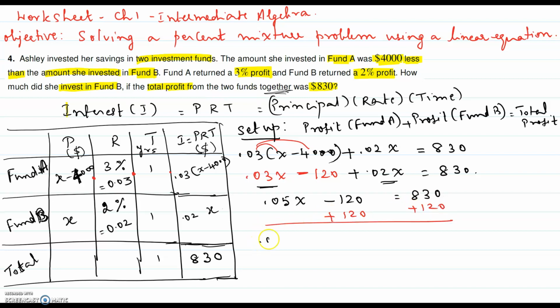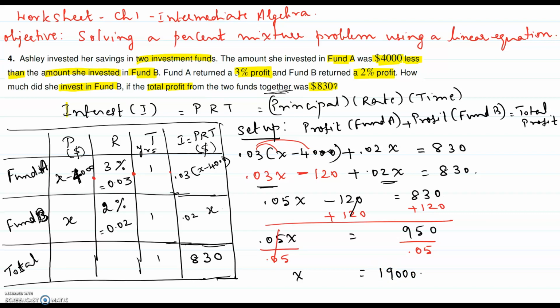So that will be 0.05x equals 950. Now we are going to divide both sides by 0.05. That would give us x equals 19,000.